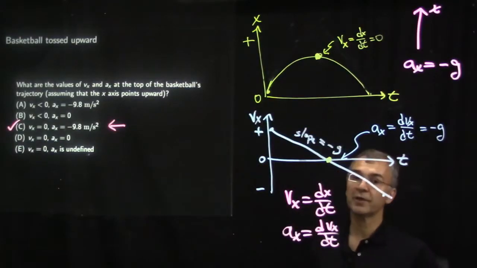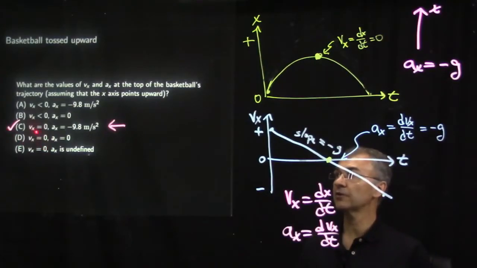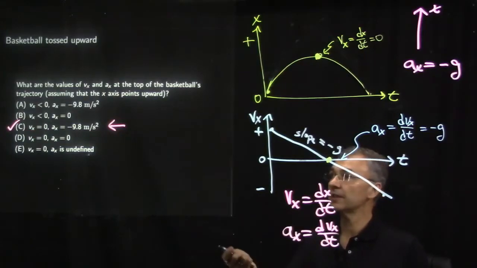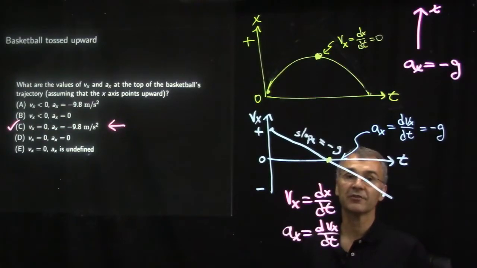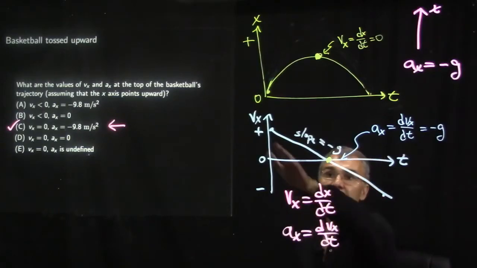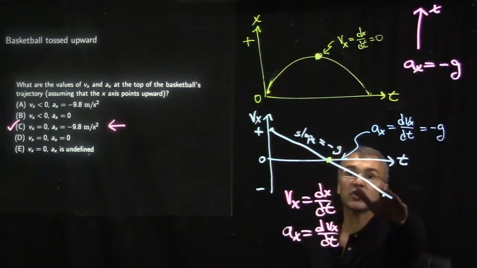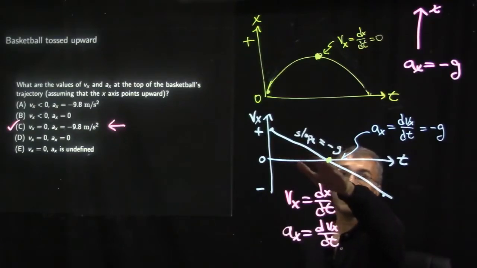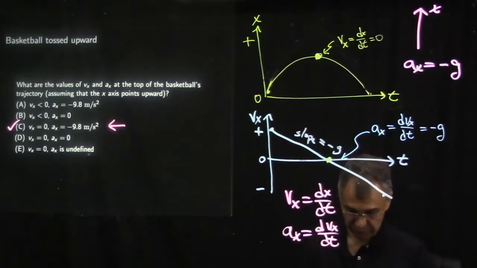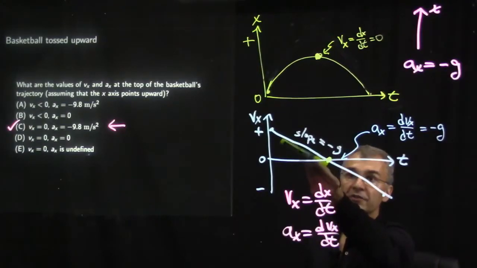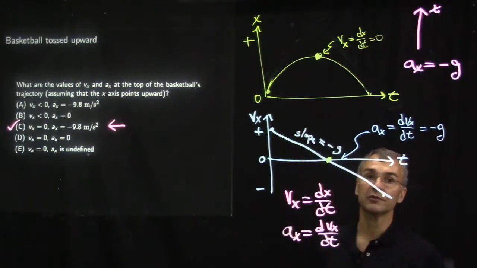Charlie. V sub x equals 0 because it's at a local maximum in position, but a sub x is minus 9.8 meters per second squared because it's still acting under Earth's gravity. The slope of this v sub x versus t curve has not changed. The value of the curve passed through 0, but the slope doesn't change. The slope just before this is the same as the slope just after this. It's just that the curve happens to pass through 0.